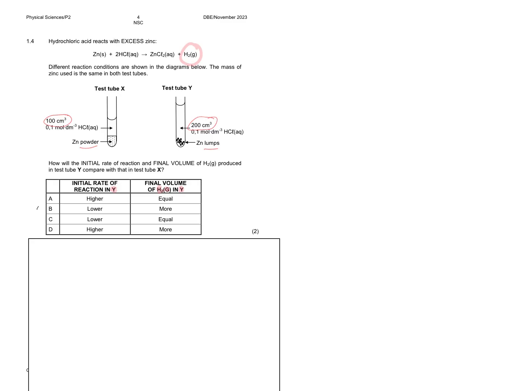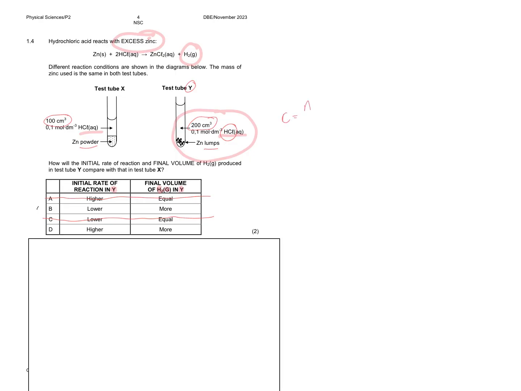So if you have a higher volume of HCl and the HCl is not in excess, the zinc is in excess, you are going to make more hydrogen gas from this one than from X. And you can kind of see that in that they only gave you options of equal or more. But again, what we're trying to do is just guess better, kind of. So it's not C and it's not A, because test tube Y will definitely have more hydrogen gas because it has more HCl.